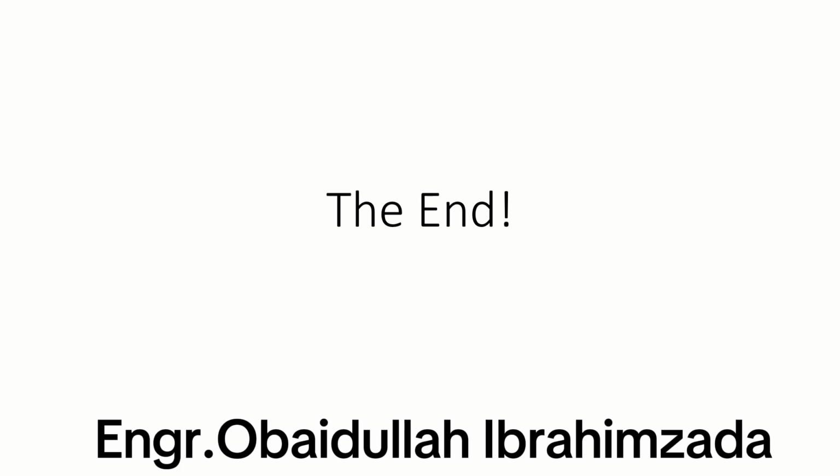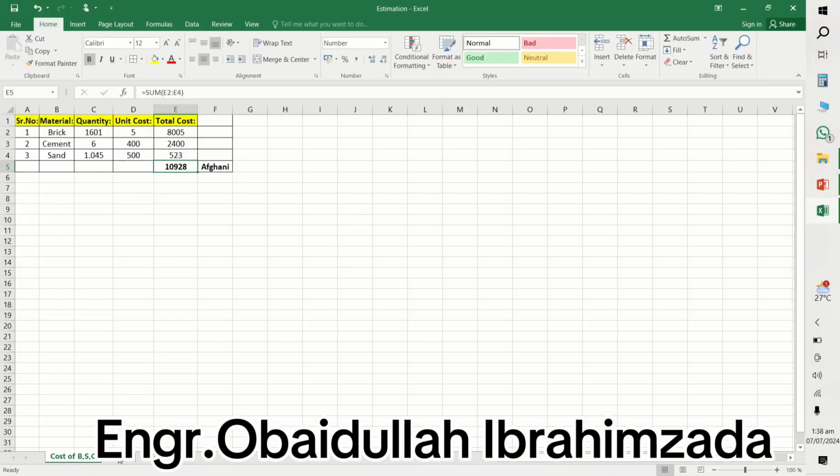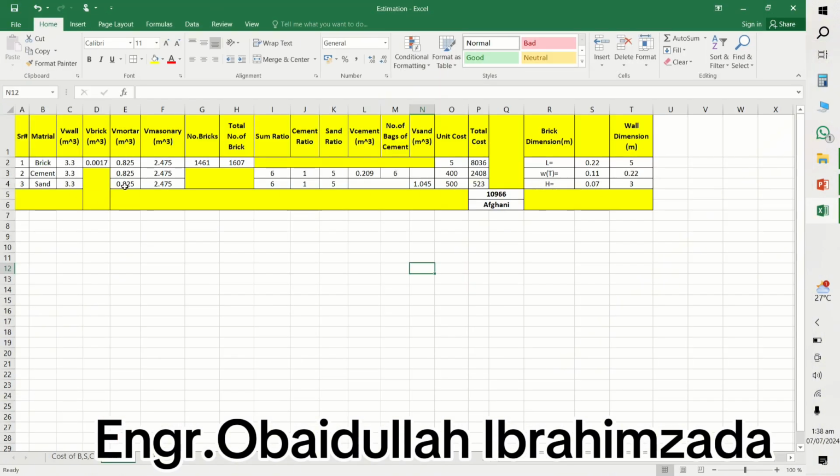That is the end. Now we are going to Excel, to learn how we can calculate the total cost of the brick, cement, and sand in a wall, and then we are going to learn how we can calculate the number of cement, sand, and brick by Excel sheet, because engineers usually don't have enough time, and they always calculate every value separately. So you have to make this type of Excel.